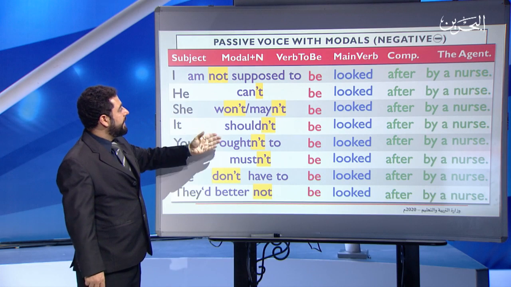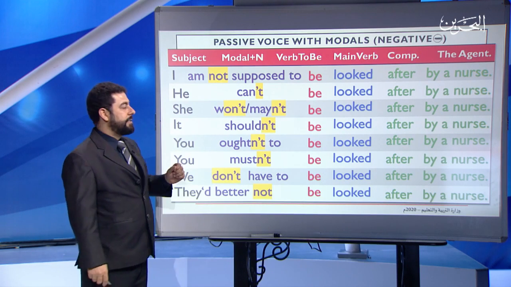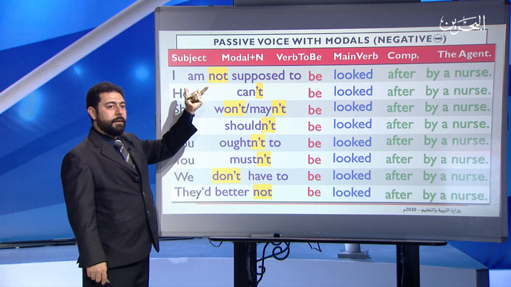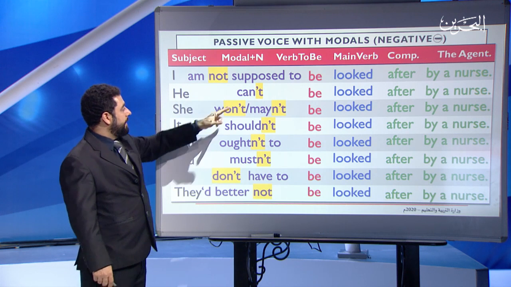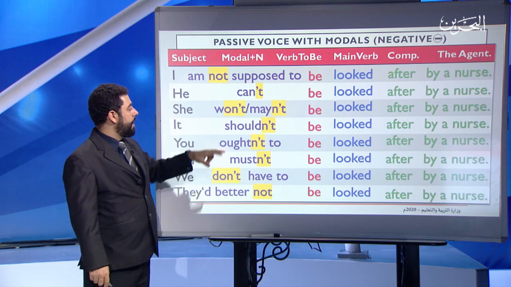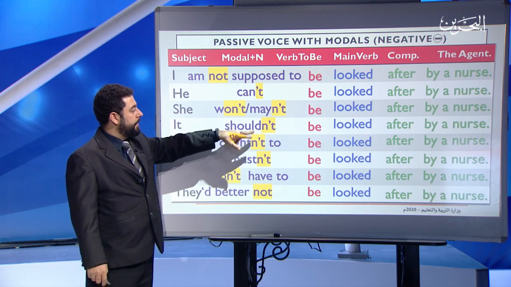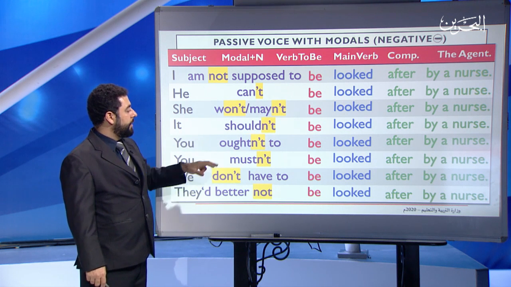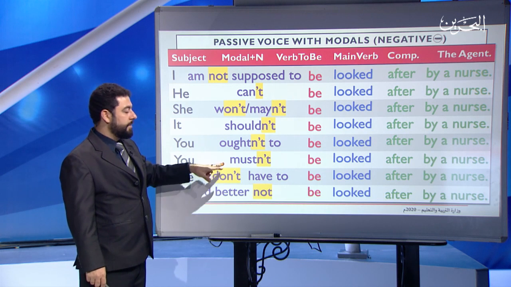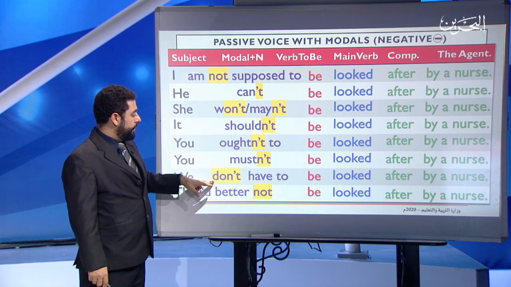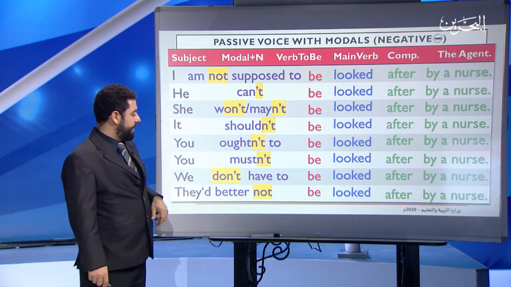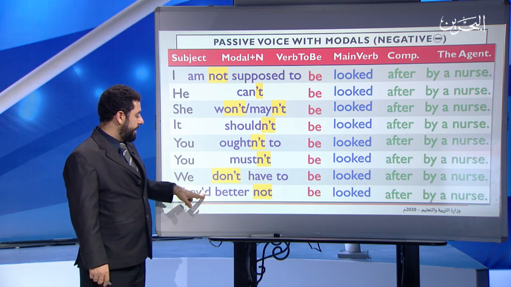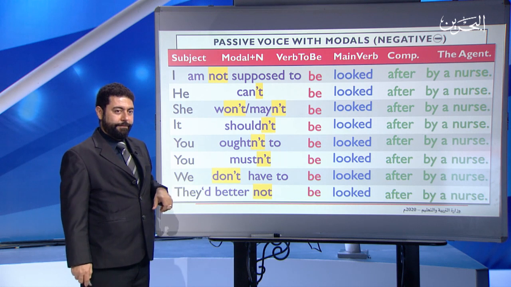All right. So these are the abbreviations, contractions of the same sentences as before. I am not, you cannot abbreviate these two words, but cannot can be can't. Will not can be won't. May not can be mayn't. Should not, shouldn't. Ought not to, oughtn't. Must not, mustn't. Don't have to, well, it just says don't. They had better not, they'd better not. So had can be contracted with they.